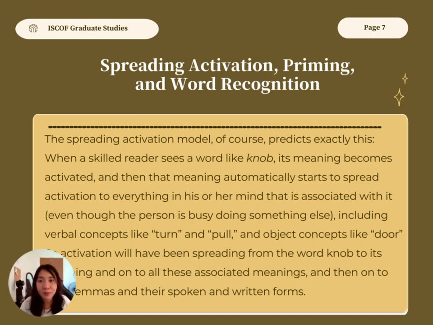If the next stimulus the person sees after knob is one of the forms that has gotten some activation even before he or she has seen it, it will naturally reach its activation threshold faster. So the button will be pressed faster if door follows knob than if it had followed an unrelated word like see or saw.